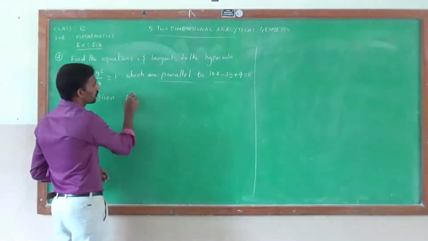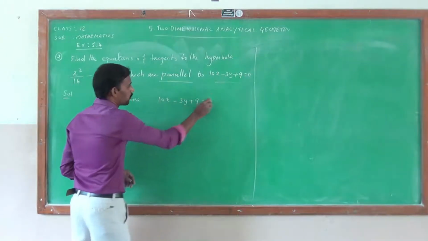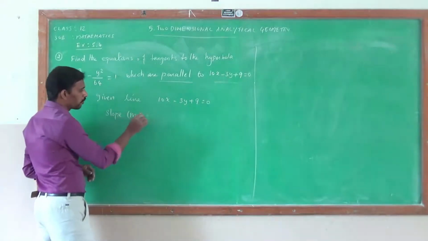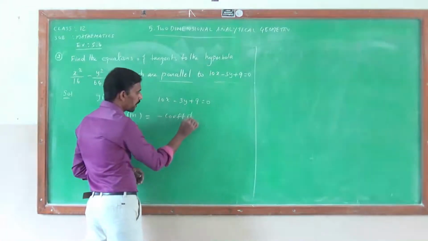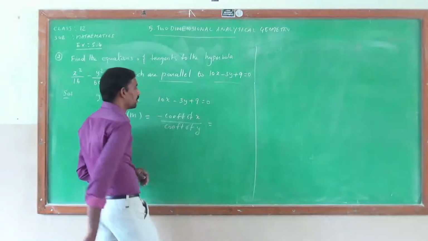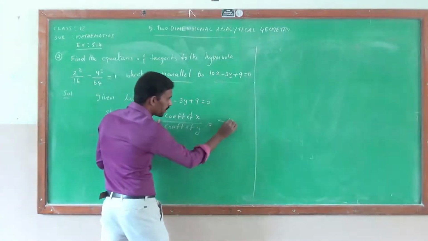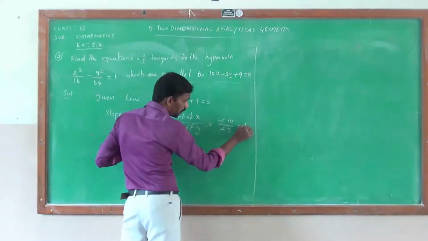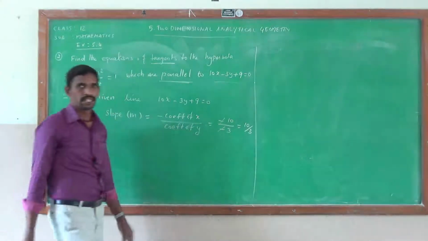Now we want to write the given line equation. The given line is 10x minus 3y plus 9 equal to 0. Now we want to find out the slope. Slope is denoted by m. This is nothing but minus coefficient of x divided by coefficient of y. It is equal to minus 10 divided by coefficient of y, which is minus 3. So cancelling, we get 10 divided by 3.